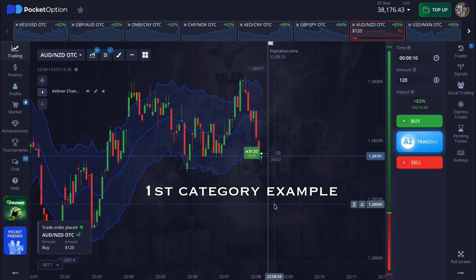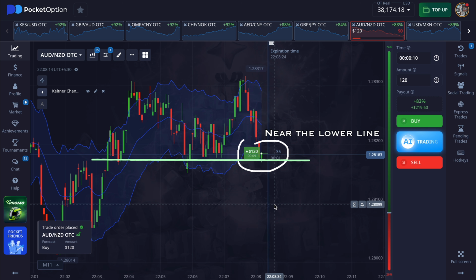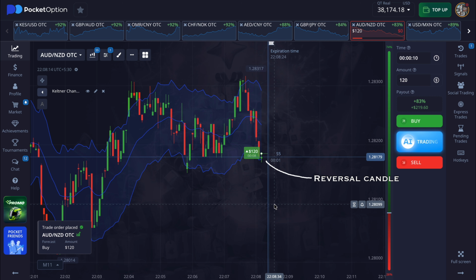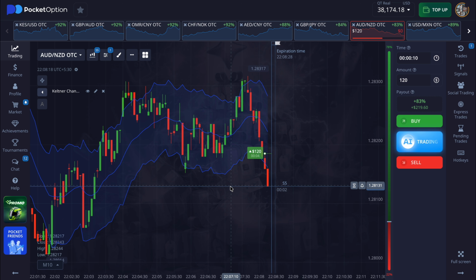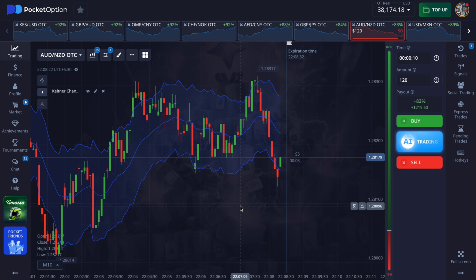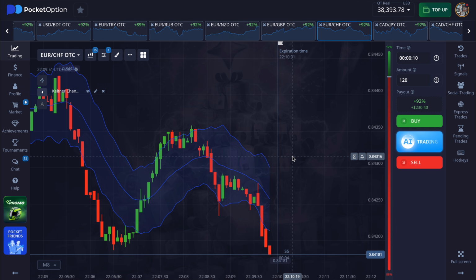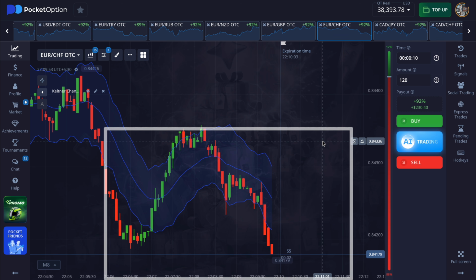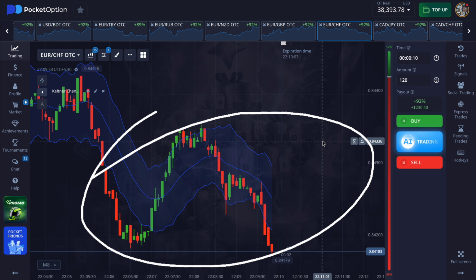Now this chart falls into the first category because the market is near the lower line. There is also a support area in the previous chart, and a bullish candle has started forming. Based on these conditions, I chose to place a short-term position here. I have found another chart that falls into the first category. The analysis is the same here.